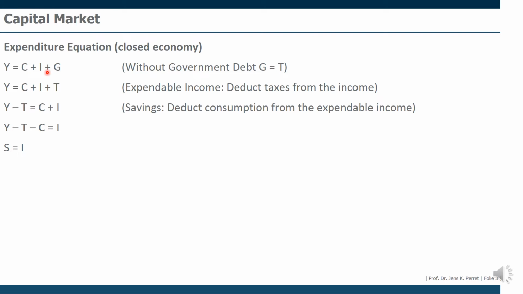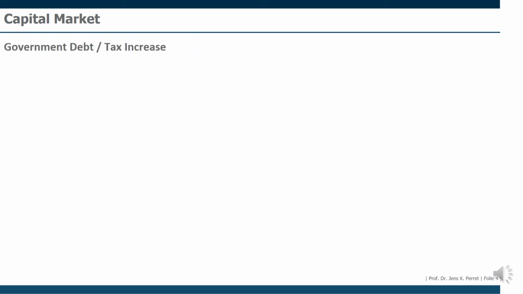And that's actually an interesting point to note because, well, here I assumed we have no government debt. So what would happen if we actually get rid of this assumption and allow for government debt. That's what I want to talk about here. What happens if we have government debt or, and this works in the same direction, we have a tax increase?